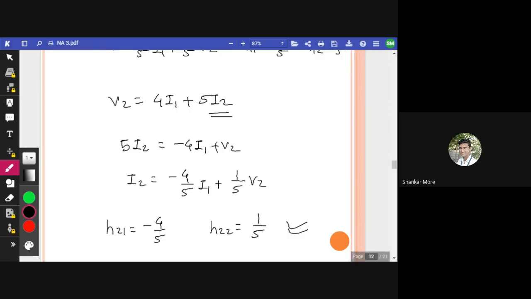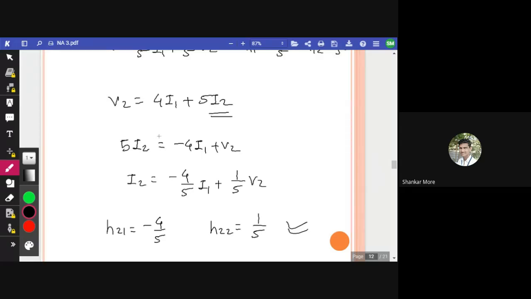Okay. So which are the dependent and independent variables here? Which are the dependent ones in H parameters? Dependent variables are V1 and I2. All right. And independent variables are I1 and V2. Right. I1 and V2. All right.